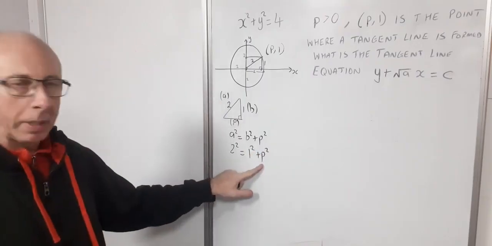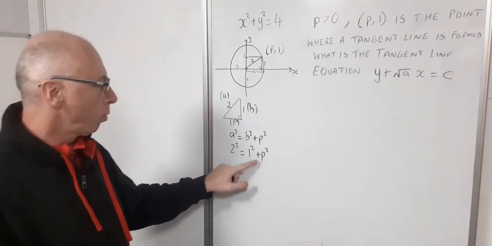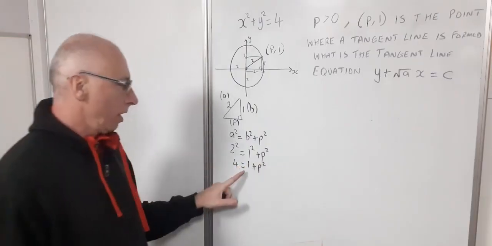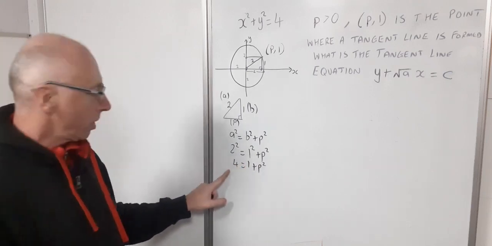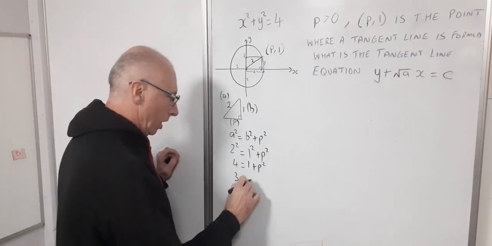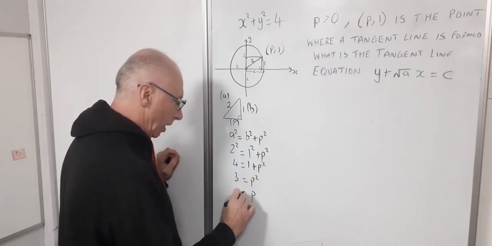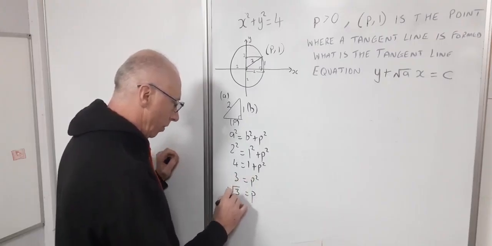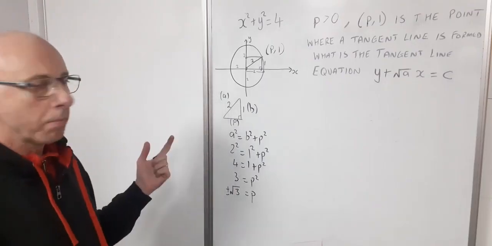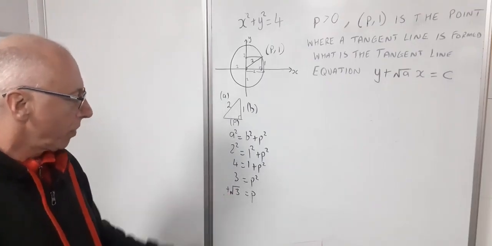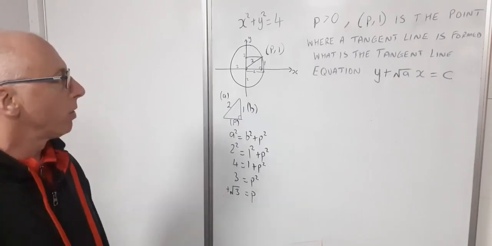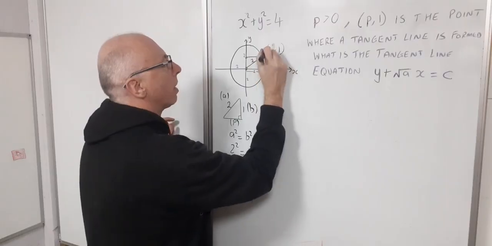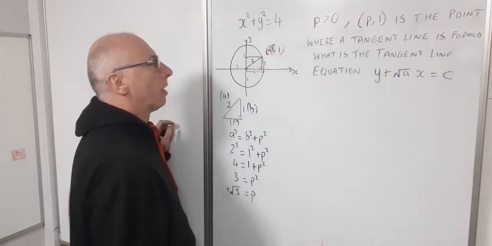And then we need to solve for p squared from here. So we've got 4 equals 1 plus p squared. So if we subtract 1 from each side, 3 equals p squared. So p equals plus or minus square root of 3. Well, a length cannot be a minus value, so we only keep the plus value. So p equals square root of 3. So now we can change this value here to square root of 3. So let's just put that in there.